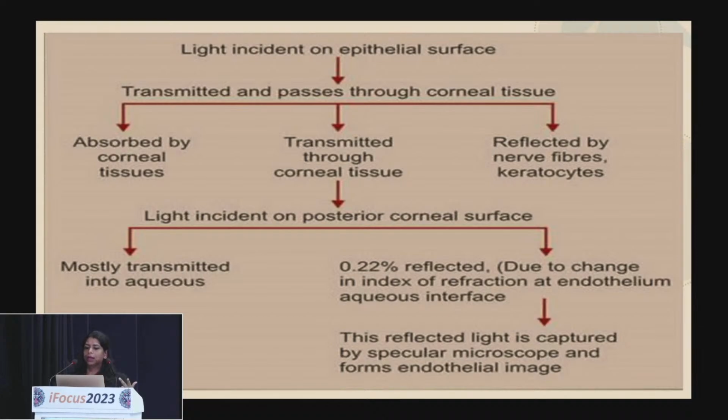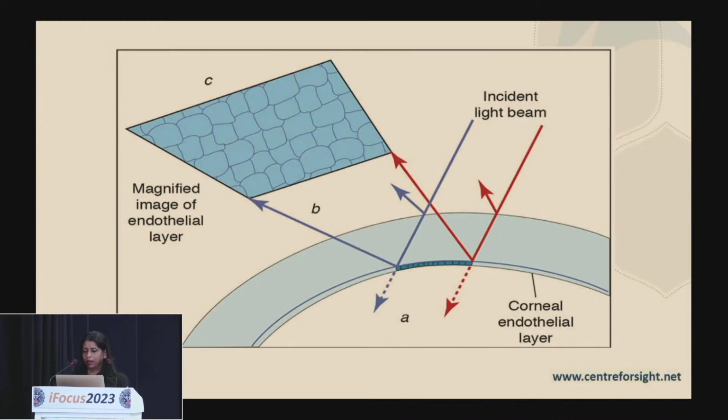because stroma has cells, keratocytes and nerve fibers. The light which is transmitted through the cornea will go to the posterior cornea, and most of the light will go to the aqueous, but a little light, like 0.2%, will be reflected back because of the cellular structure and the change in the refractive index. And if it is reflected specularly, then the image from where it is reflected back forms the mirror image on the screen of the specular microscope. So you will just see the mirror image of this area on your screen.